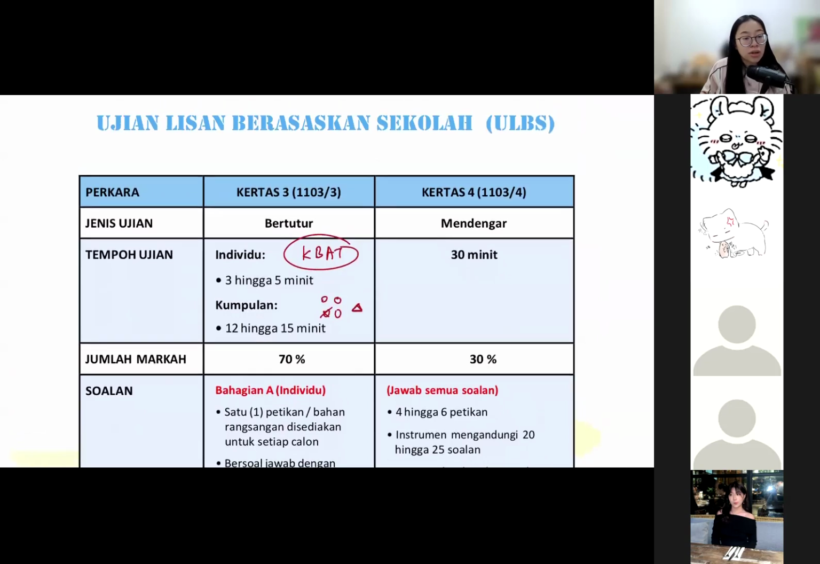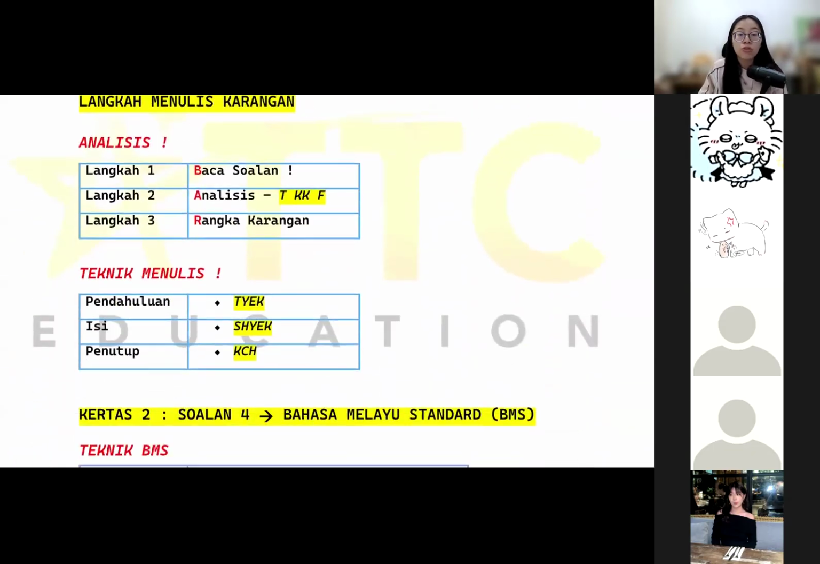What is the reason if I got everything correct, but for rumusan the teacher only gives you 13 marks? Is it you write the wrong format? Because rumusan has its format. Okay, I introduce the rumusan format first before we go for karangan.